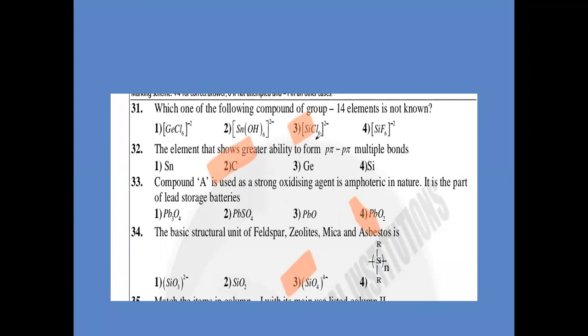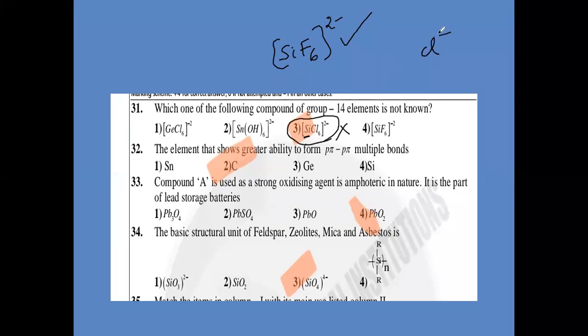Here silicon has 6 chlorines around it. SiCl6 is not possible, but SiF6 minus 2 is possible. SiCl6 is not possible because the interaction between the lone pairs of Cl minus and Si plus 4 will be weak. So a weak interaction will be there.